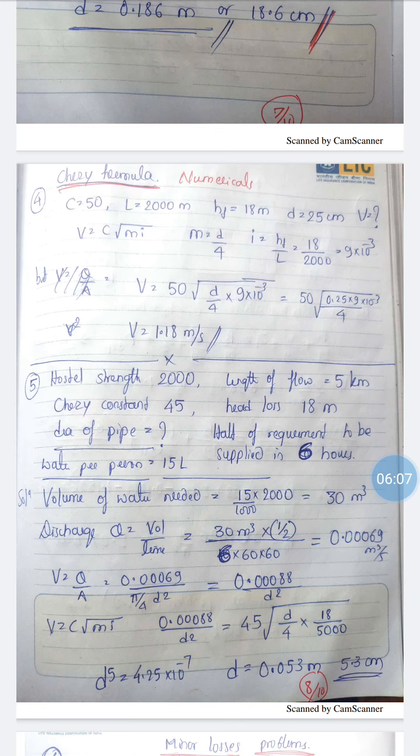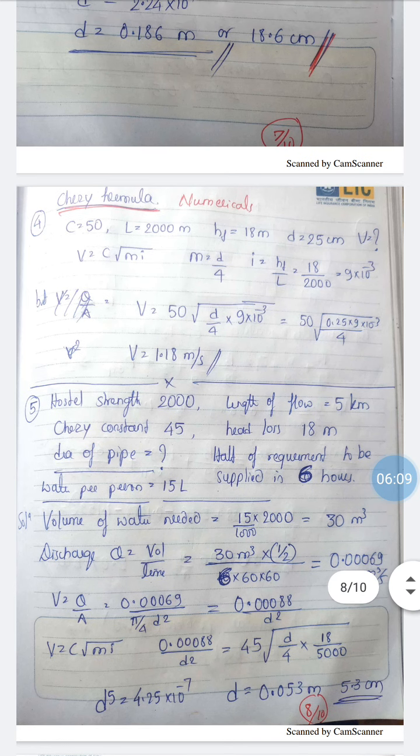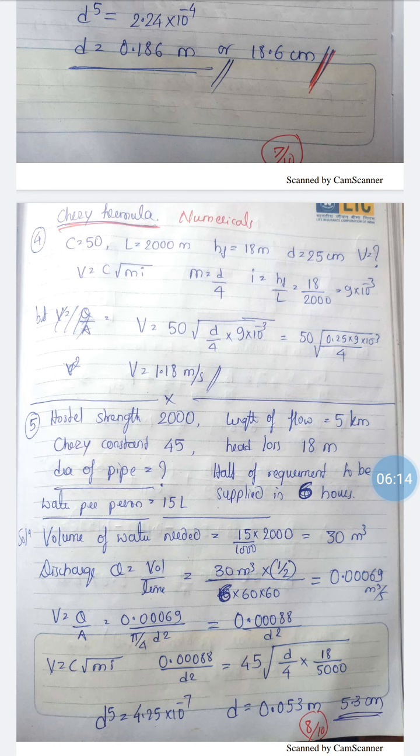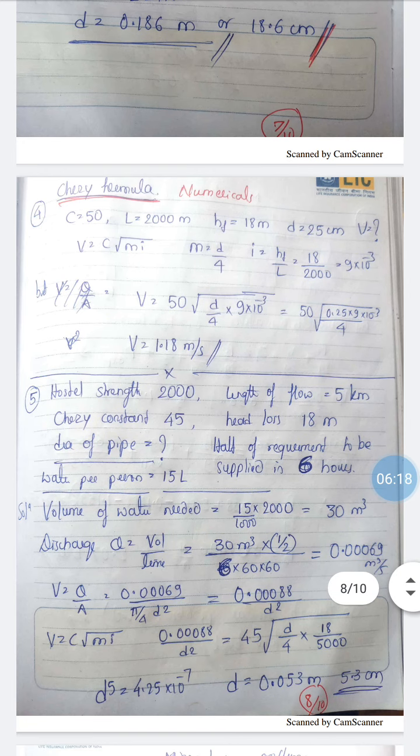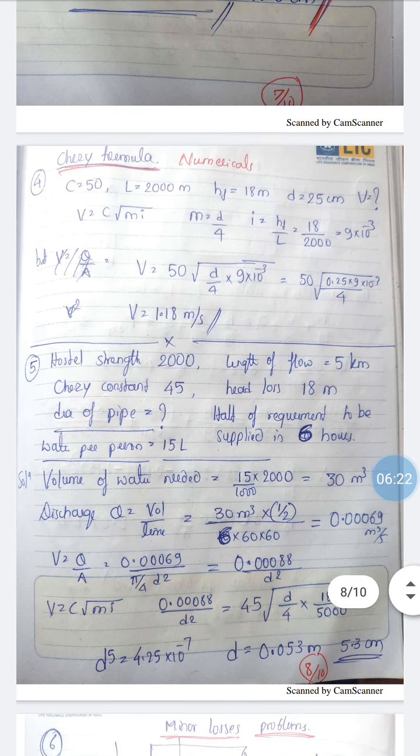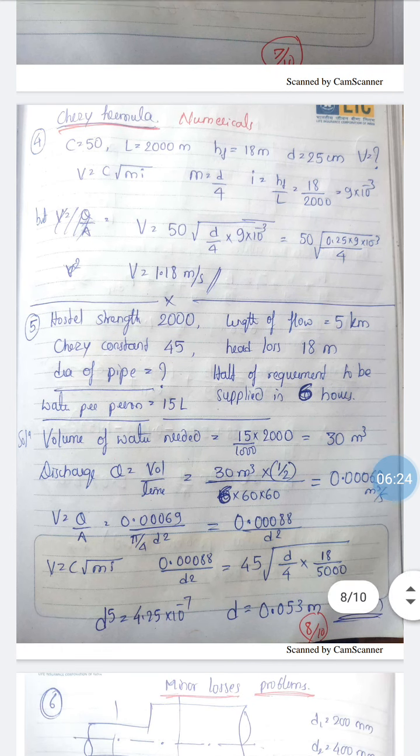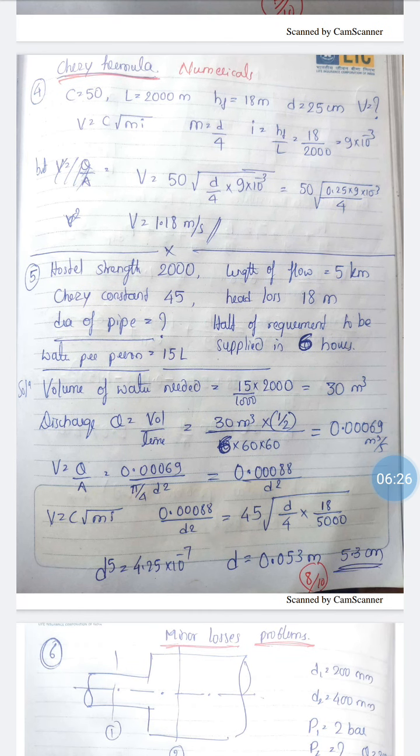So here V is equal to C root mi, where m is the hydraulic mean depth, d by 4, and i is hf by L. So it's calculated. d is already given. So if we substitute V is equal to C, which is also given as 50, into root of m and i, all values on the right hand side are known, and you will get the velocity of flow as 1.18 meters per second, just to make you understand the terms involved in Chezy's formula.